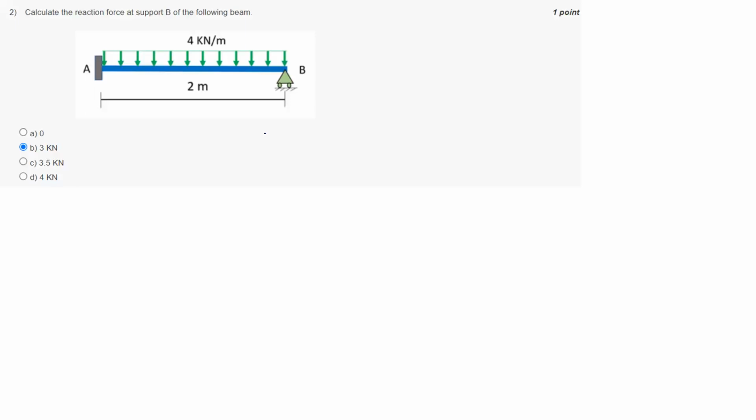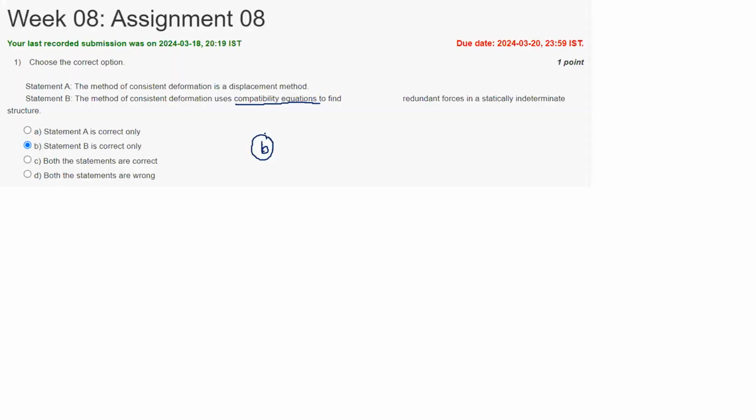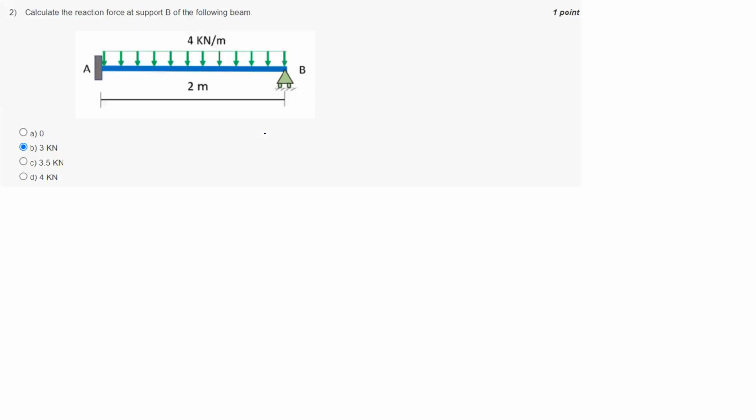Now we have a problem on the same, method of consistent deformation, where we are going to use a compatibility equation. What compatibility equation are we going to use? Now you can see, what will be the final displacement at B? So delta B should be equal to 0, that is in the vertical direction. So the displacement in the vertical direction is 0.